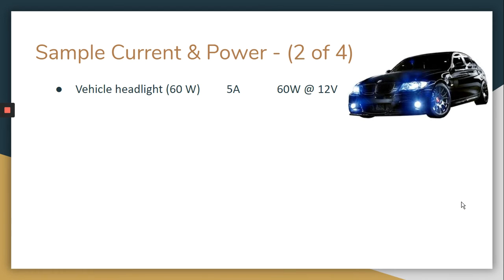Now, vehicle headlights also say 60 watts. These use 5 amps. And you might be wondering, if they're both 60 watts, why does this use so much more current? It's because the voltage in your car is only around 12 volts, not 120 like in a house. So 12 times 5 gives us that 60 watts. And this is why if you leave your car off with the headlights on, it can run down the battery pretty quickly.